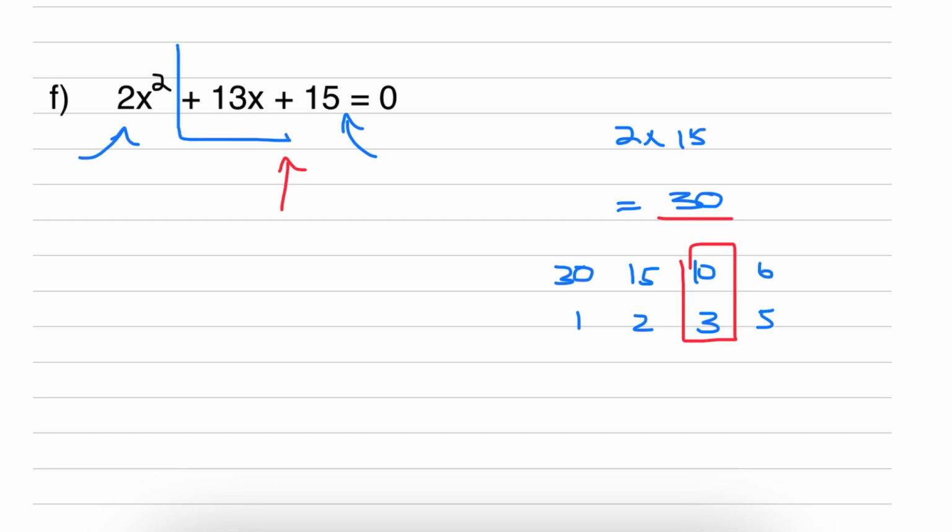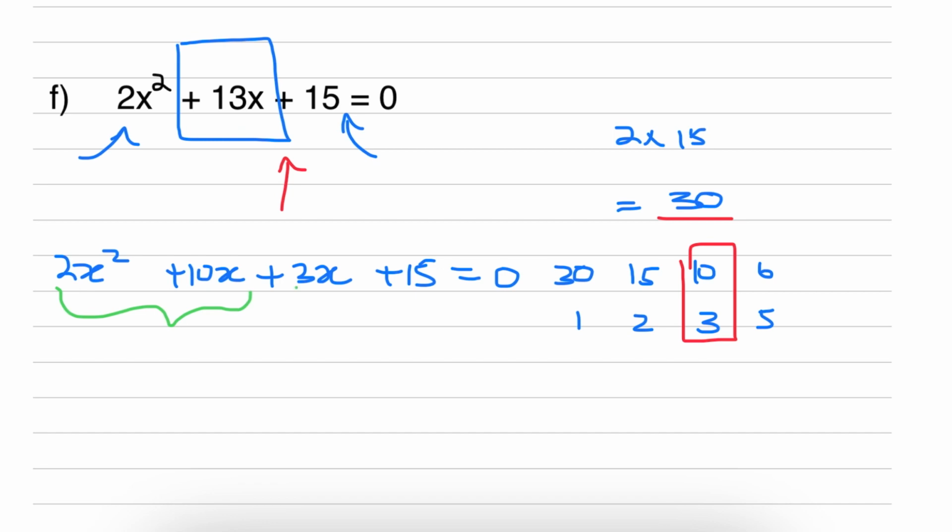Okay, now this is what we're going to do. We're going to break up that middle term, which is 13x. We're going to break up that term as 10x plus 3x. Okay, everything else will be written as normal. The 2x squared will stay, the plus 15 and equal to 0, that will all stay. Right, now let's factorize the first two terms and then also the last two terms. So take out 2x as a common factor for our first two terms. This is going to leave us with x plus 5.